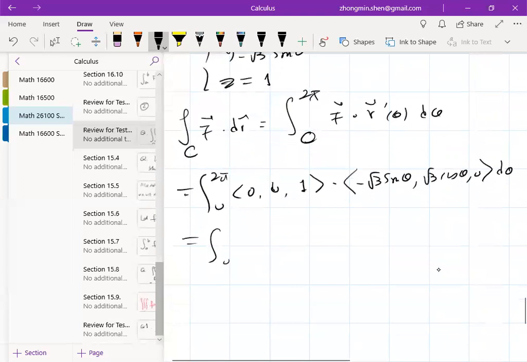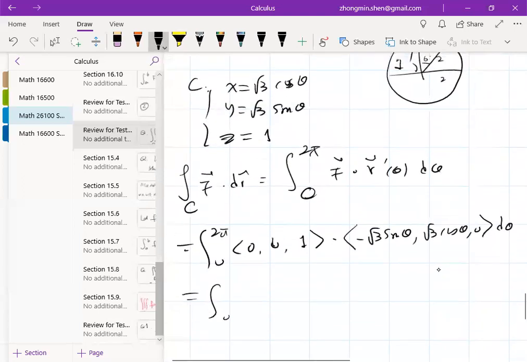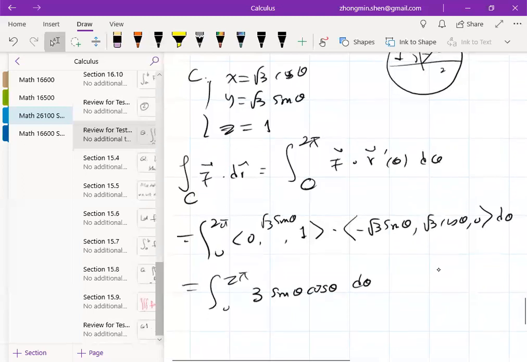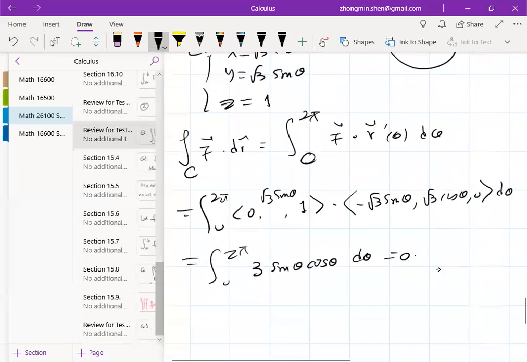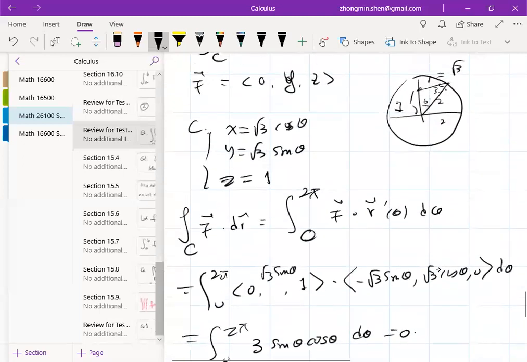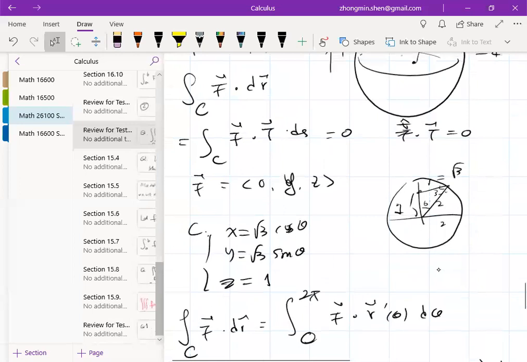If it's y, then at that particular point, it's going to be square root 3 sine theta. Then when you multiply this out, it's going to be square root 3 times square root 3, sine theta, cosine theta, d theta. Again, this is going to be 0, but the function at least is not going to be 0. As the function changes signs, this is still going to be 0 anyway. So it's possible a problem like that could be on the test.